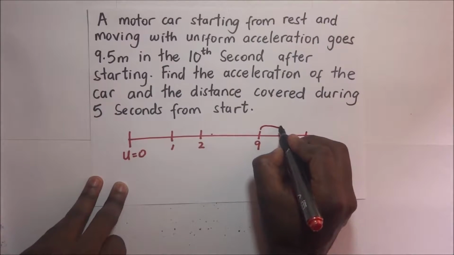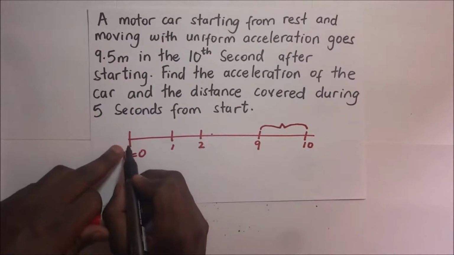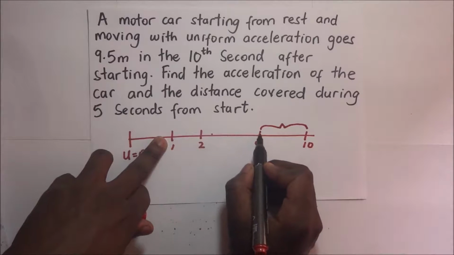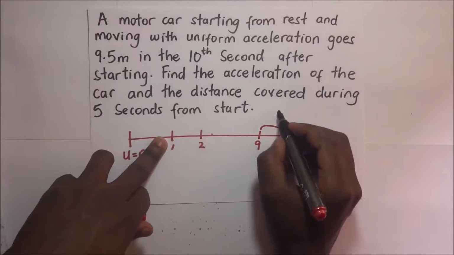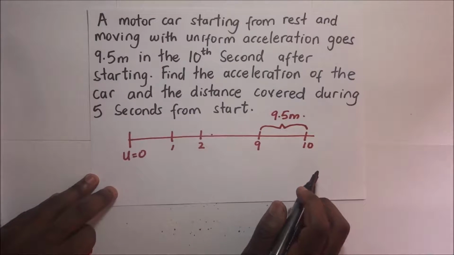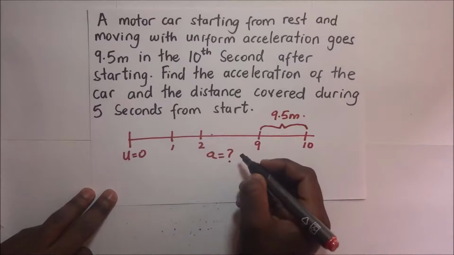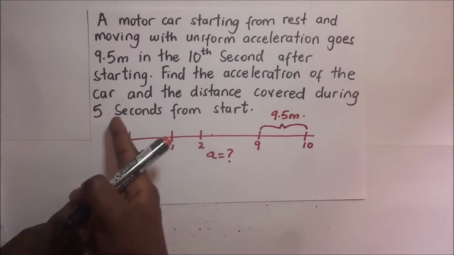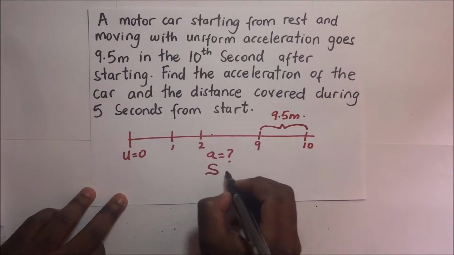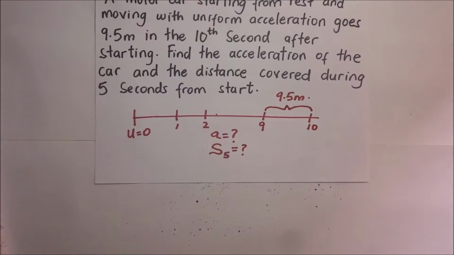So it means that between the 9th, between there and there, this is the 10th, because from this is the first, the second, the third, the fourth, the fifth, the sixth, the seventh, the eighth, the ninth. Then the 10th second, it goes 9.5 meters in the 10th second after starting. Find the acceleration of the car. So they want you to find the acceleration of the car and the distance covered during 5 seconds from start. So after finding the acceleration, they want you to find the distance covered after 5 seconds, S subscript 5.